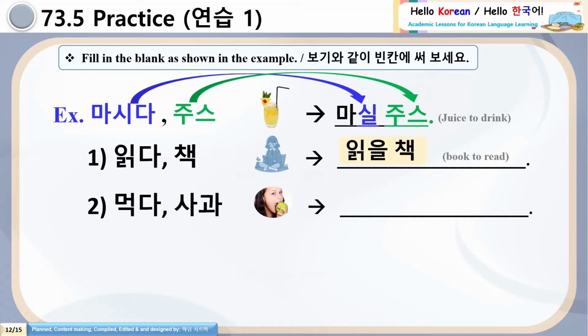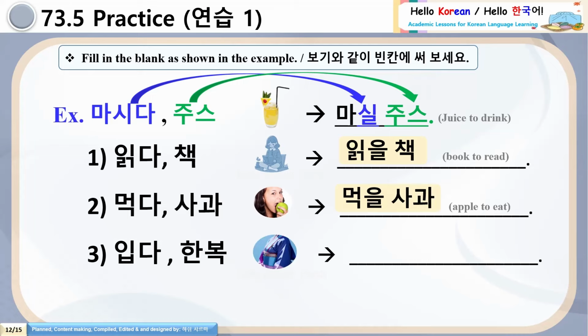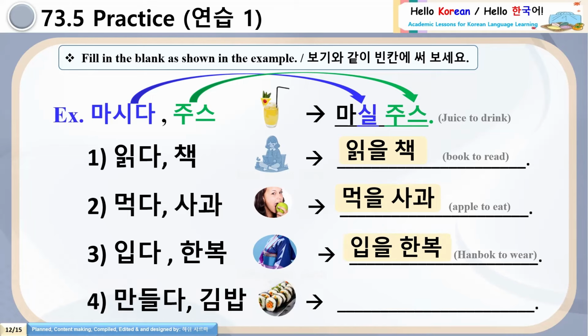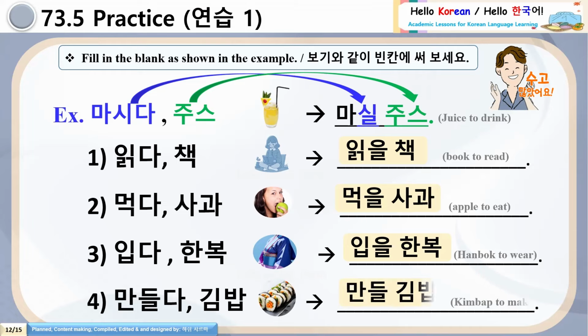Number 2, mokta sagwa. Please do it now. Yes, mogal sagwa. Number 3, ipta hanbok. Ne, ibal hanbok. Ne, charesoy. Number 4, mandalda kimpap. Can you do it on your own? Mandalda, irregular conjugation. Ne, charesoyo, mandal kimpap. Ne, kamsamida.